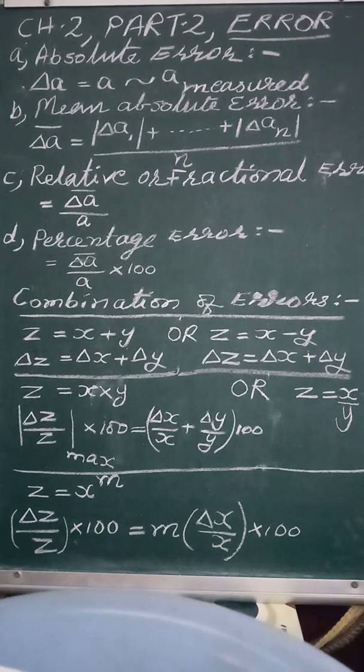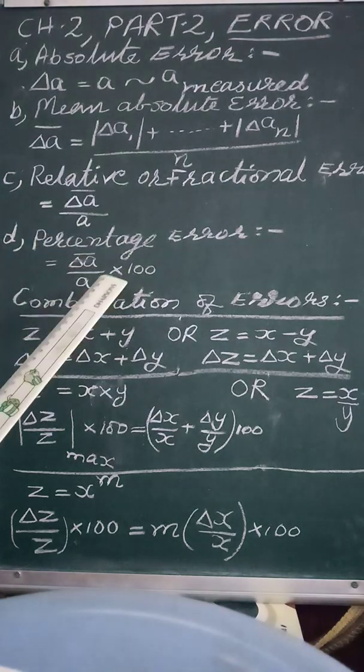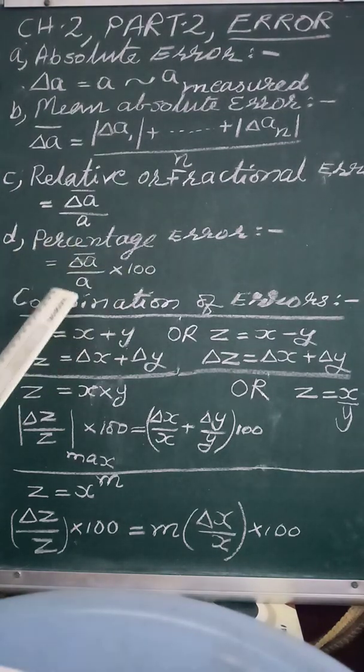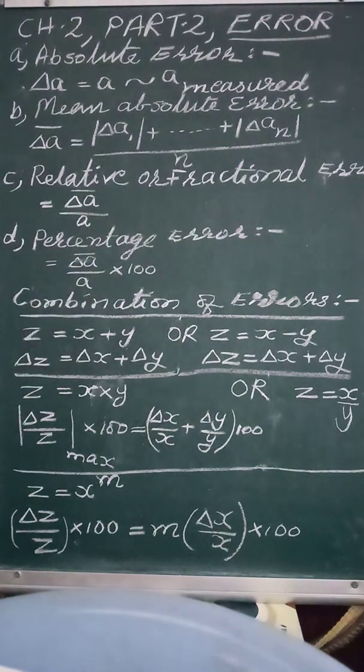Percentage error, how to get the percentage error? Here we got the fraction. We have to convert that fraction to percentage. So what is the mathematical method to convert a fraction to percentage? Multiply by 100. So we get the percentage error as delta A bar upon A into 100 percent. So children, these are the 4 types of errors we have to learn.